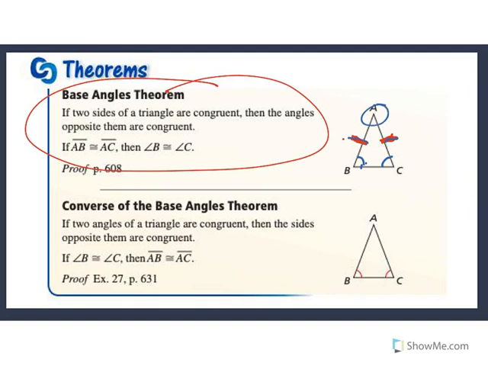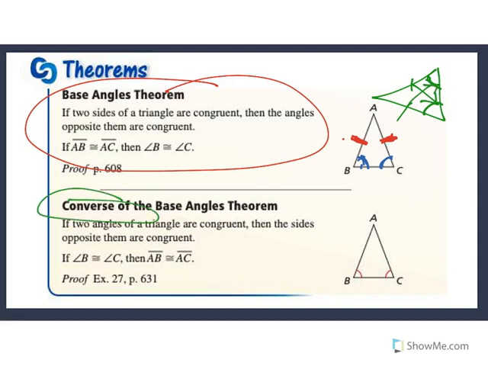I'm trying to think of all the different ways to say this. They call them the base angles. Not necessarily, they don't have to be at the bottom. You could have an isosceles triangle that looks like this, and it would be these two angles, because it's the angles that are opposite of the two sides.